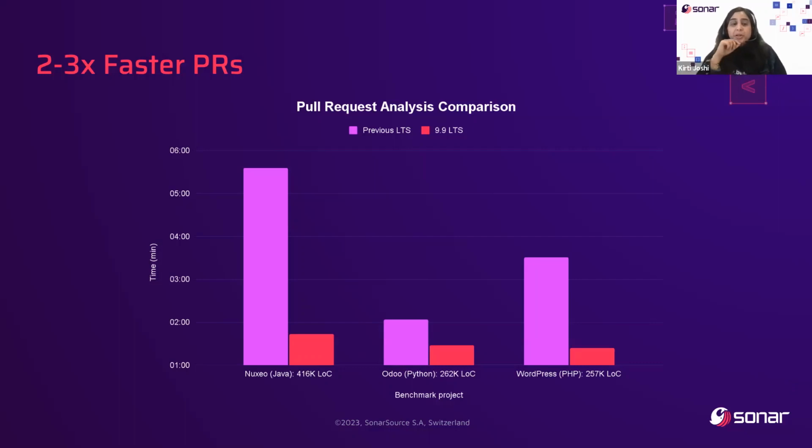The one thing to note here is that I'm talking about the first analysis on your branches. We all know that subsequent analysis, so your second, third, and other analysis of your projects, has always been fast, and that will continue to be fast. Where we have done the improvement is the first analysis if you're using Git-based source code management.